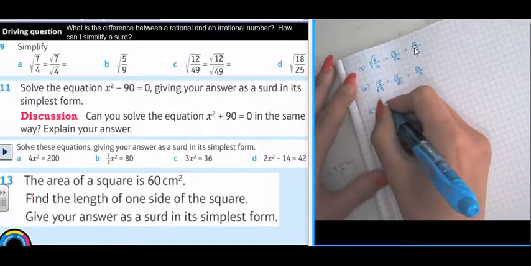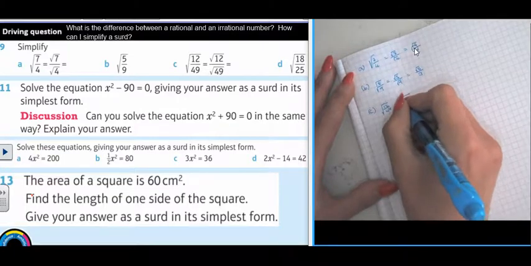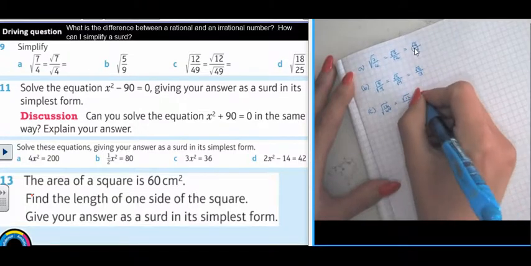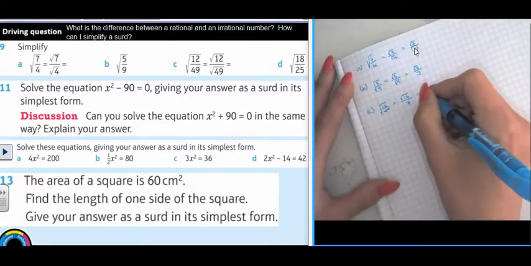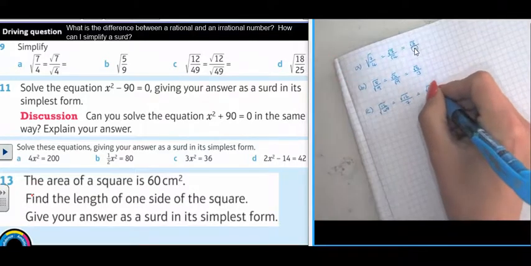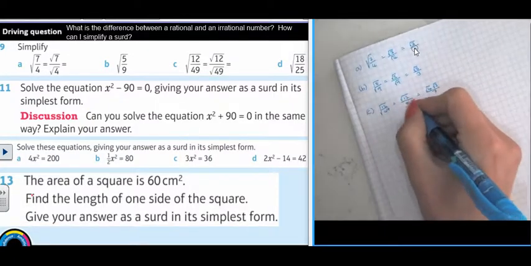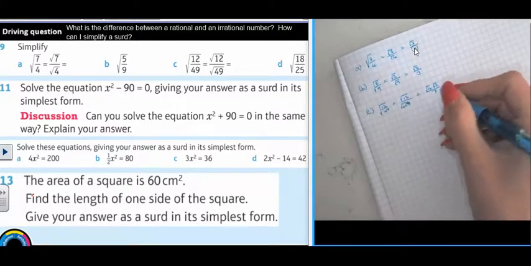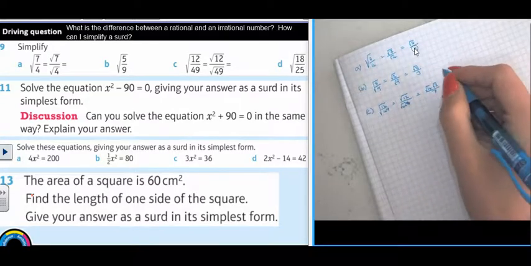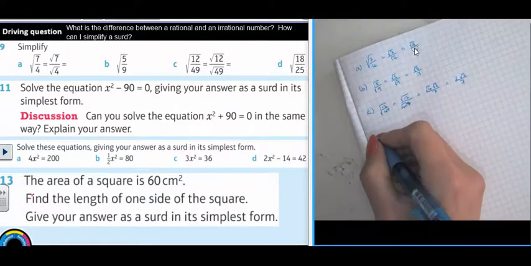The square root of 12 over 49 is the same as root 12 over 7. And root 12 can be simplified to root 4 root 3 over 7 because the square root of 49 is 7. In fact, that's root 49, which gives us 2 root 3 over 7.